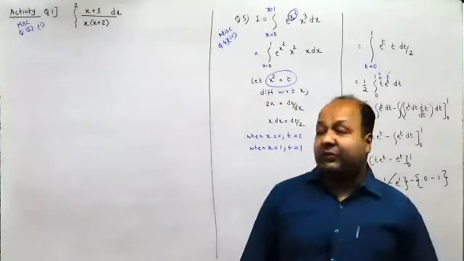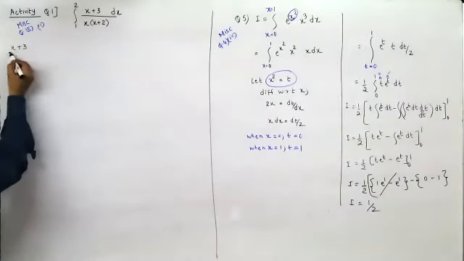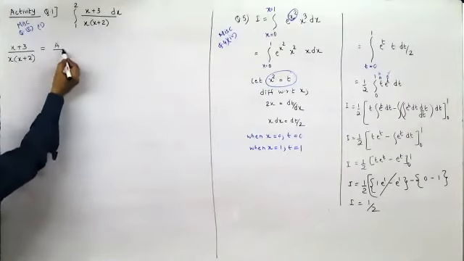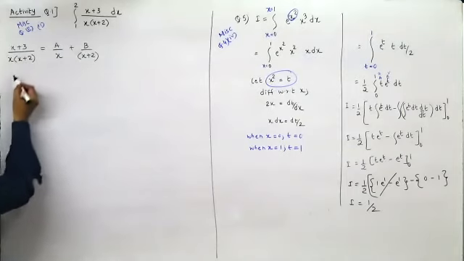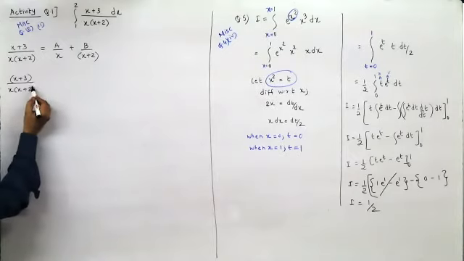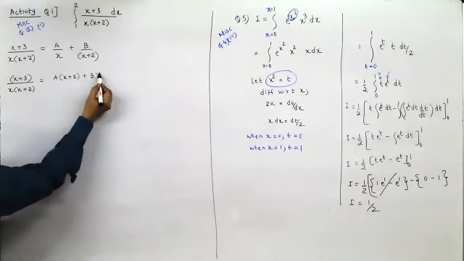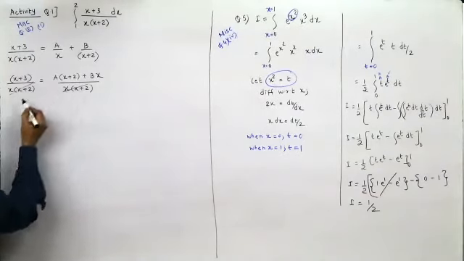Now when you're using partial fractions over here, x plus 3 upon x into x plus 2 is the same as a upon the first term plus b upon the second linear term. And as I said, this would be x plus 3 upon x into x plus 2 equal to, when you take the LCM, a into x plus 2 plus b into x, the whole upon x into x plus 2. This x into x plus 2 gets cancelled.